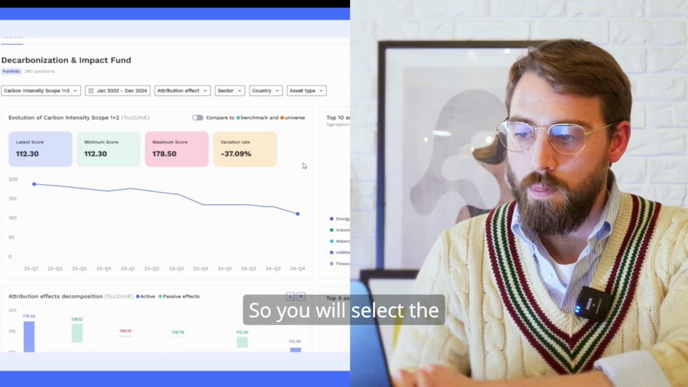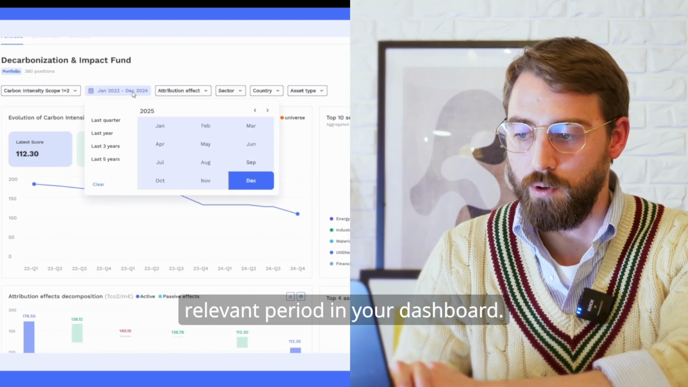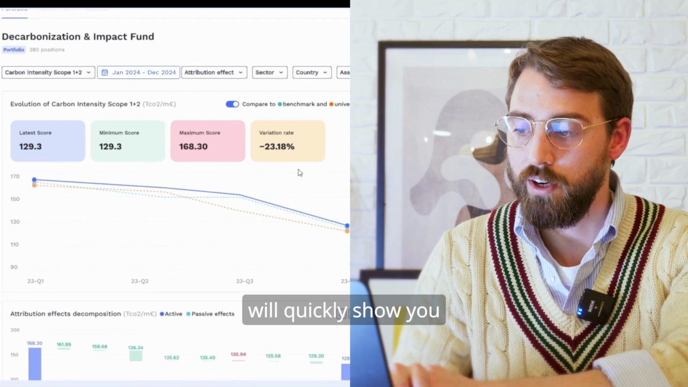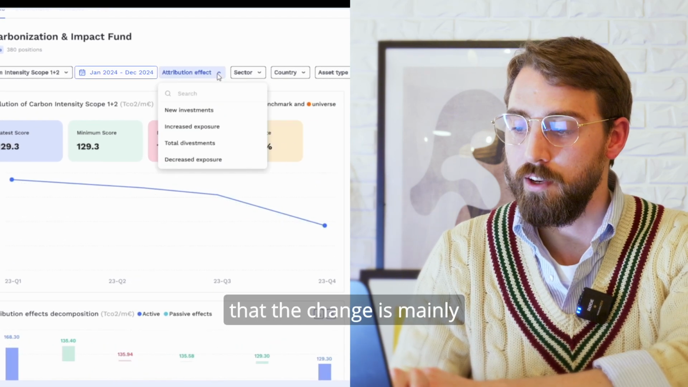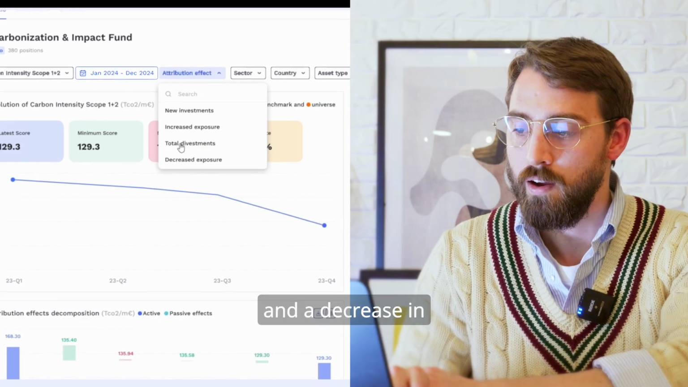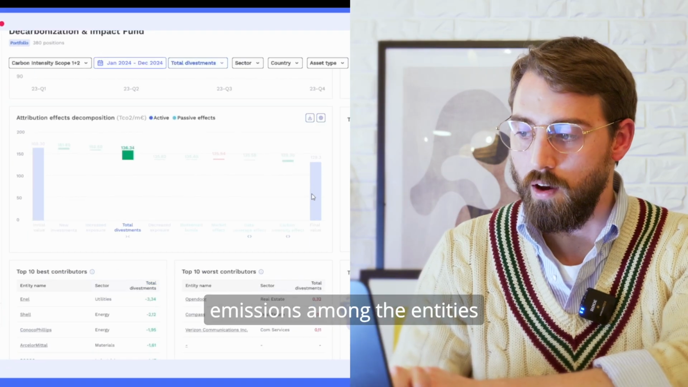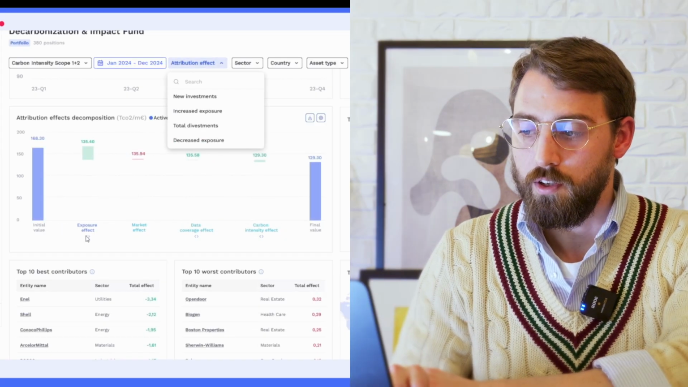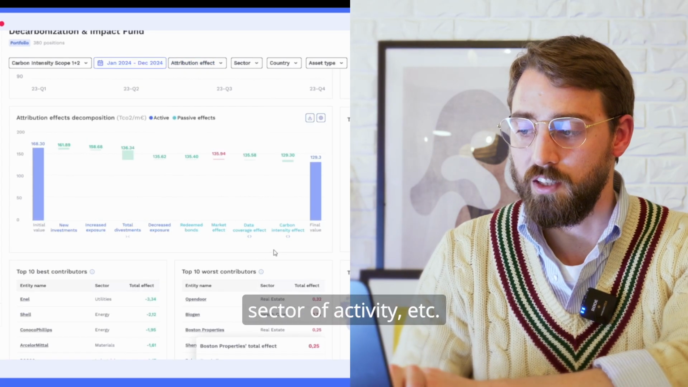So you will select the relevant period in your dashboard. Then you will activate the filters, which will quickly show you that the change is mainly due to divestments that have been made and a decrease in emissions among the entities retained in the portfolio. You can also apply other filters: geographical area, sector of activity, etc.